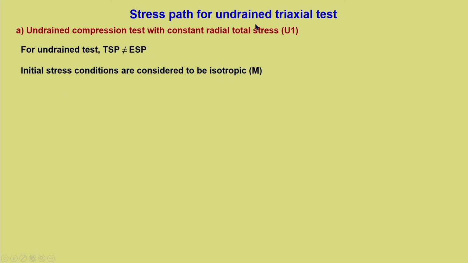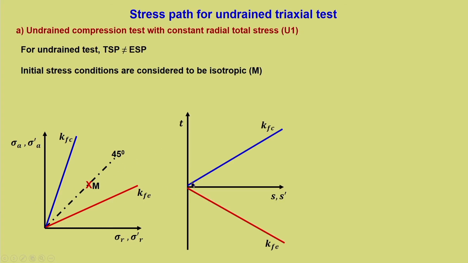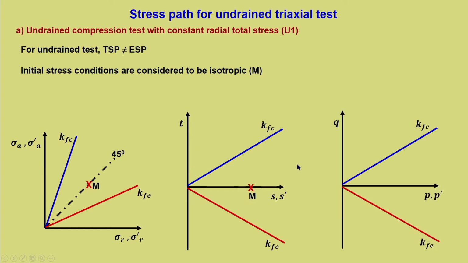Just like in normal triaxial testing, we always have the initial condition to be isotropic. So, let us start with isotropic condition M, and again we will discuss 3 stress paths, one for axial-radial, the other one for t-s-s dash and the other one q-p-p dash. So, this is the starting point, the isotropic condition. M is the starting point, like that we have for t-s-s dash and q-p-p dash.